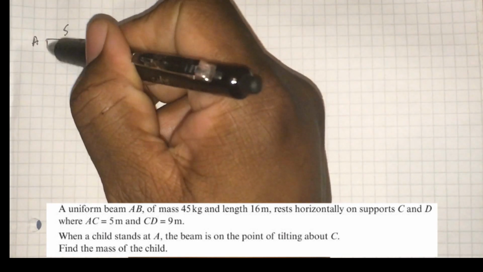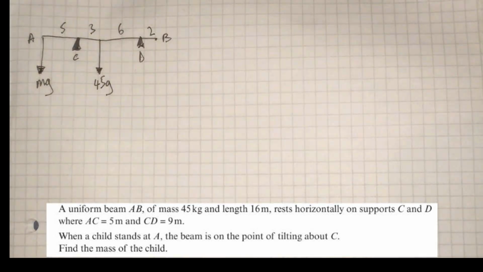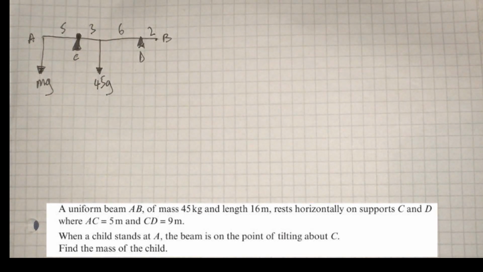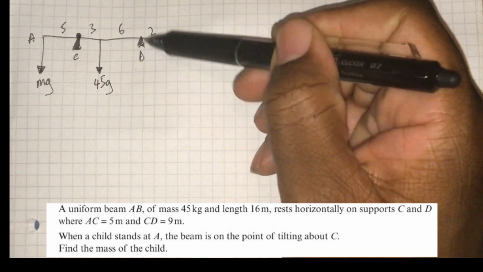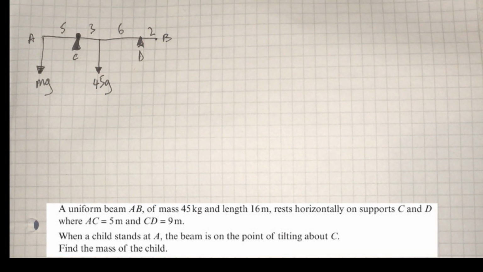Let's see what's missing from the model. Okay, we're going to model the child and their weight. So the unknown mass multiplied by g, I'm going to use that to represent this unknown weight of the child. We were told that this system is going to tilt around C, which means that there's no reaction force at D. So I don't even need to model anything at D.